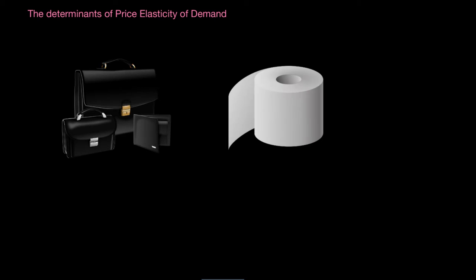Okay, time for our next combination of goods. Now we're looking at luxury handbags versus toilet paper. What's the difference between these two goods, and which of them do you think consumers will be more responsive to in price changes? Well, the main difference between these is that handbags are a luxury and toilet paper is a necessity. For which category of goods, luxuries or necessities, are consumers going to be more responsive to price changes? And the answer is luxuries.